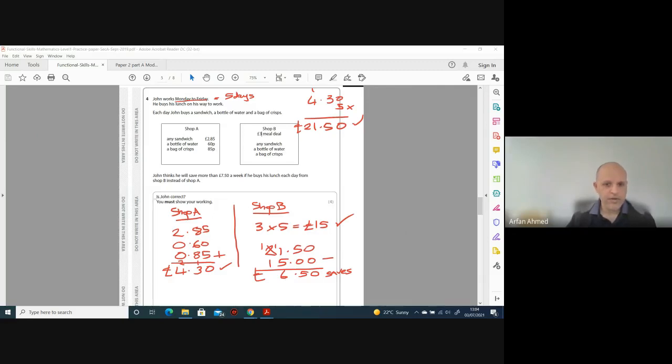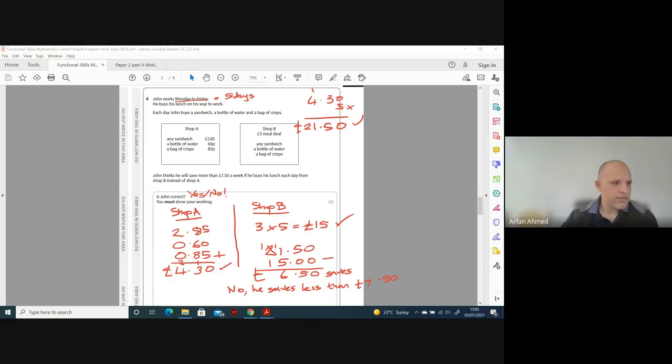Is he correct? Any question like this is a yes or no question. So you have to say, in this case, does he save more than £7.50? No. He saves less than £7.50 a week. Yep, that's good enough, or something along those lines. There's your 4 marks right there.